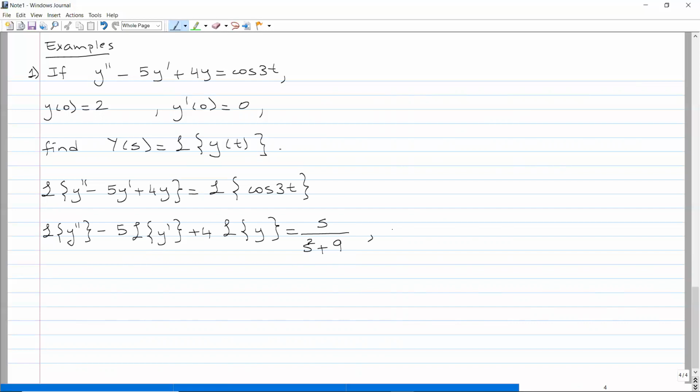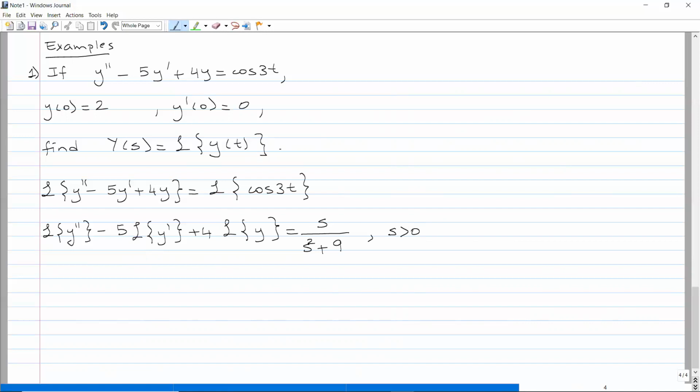And this, remember, works for s greater than 0. Not greater than 3 or anything like that, but for every positive s. Go back and check your notes from last time.